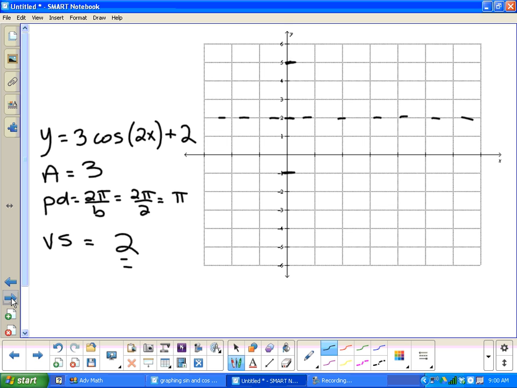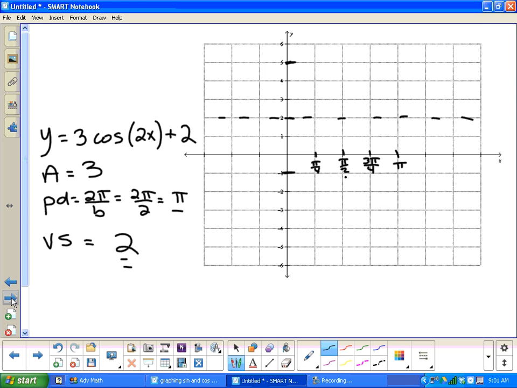Now let's do all the period stuff. Let's go out to the fourth one: 1, 2, 3, 4. What's that one going to be? Pi. And then let's halve it: pi over 2. And then pi over 4. So I got pi over 4, 2 pi over 4, 3 pi over 4.